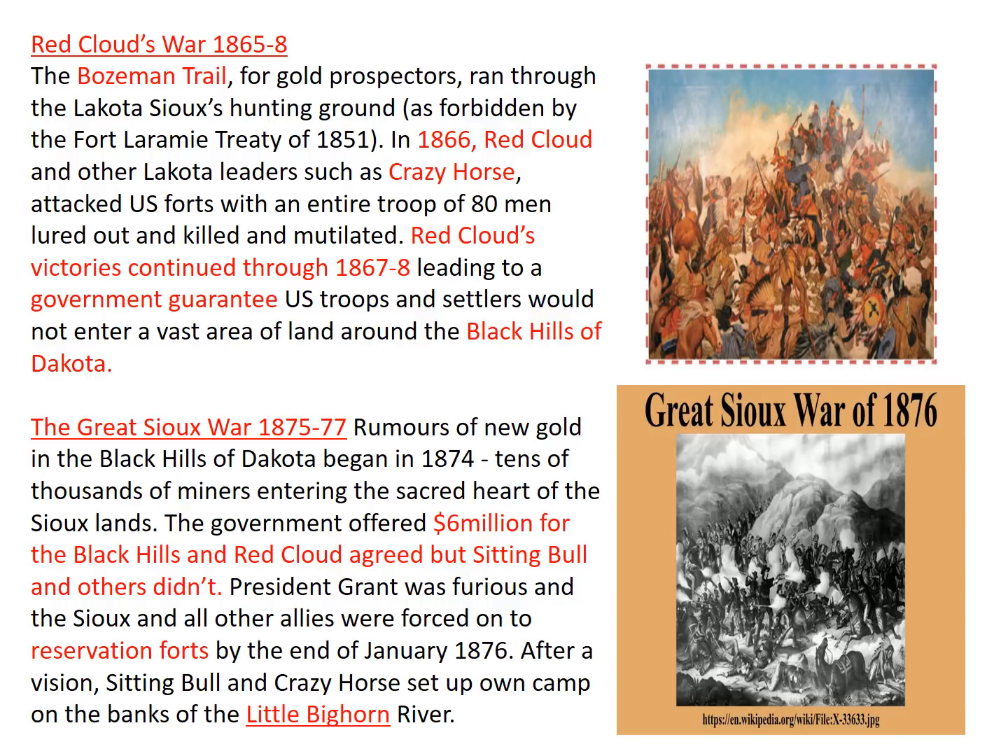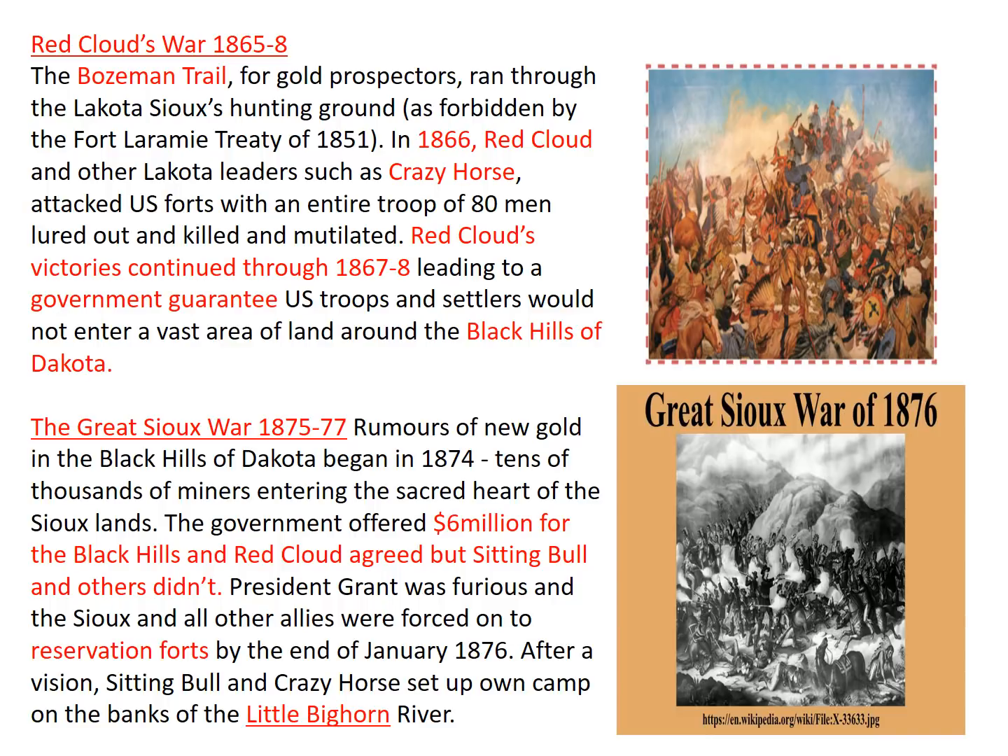And they actually have a series of victories, 1867 to 1868. And the government guarantees that US troops and settlers will not enter a vast area around the Black Hills of Dakota. So it looks like there's been a victory. It doesn't last long. There's rumours of new gold in the Black Hills of Dakota.